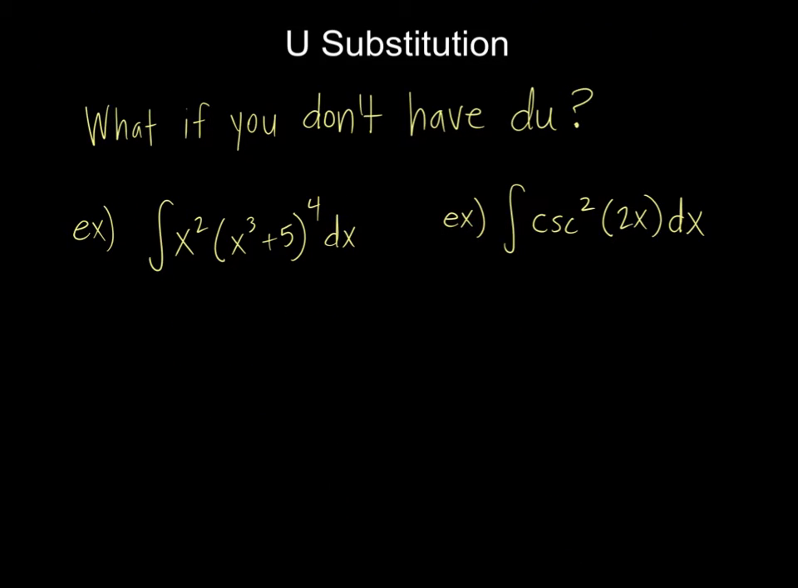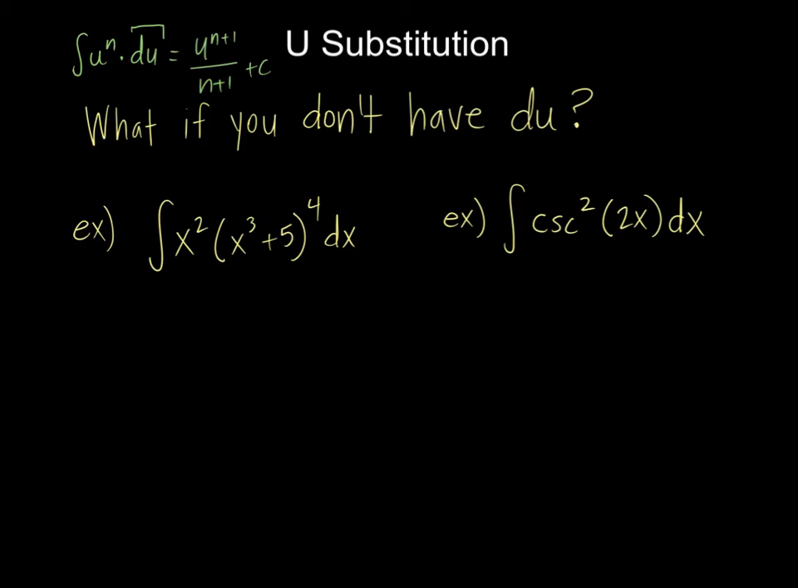Okay, what if you do not have du? So again, the antiderivative of u to the nth times du, or times u prime if you prefer, either way, same thing, is u to the n plus 1 over n plus 1. But this du is part of the formula. What if it's not there? So let's do this next example.